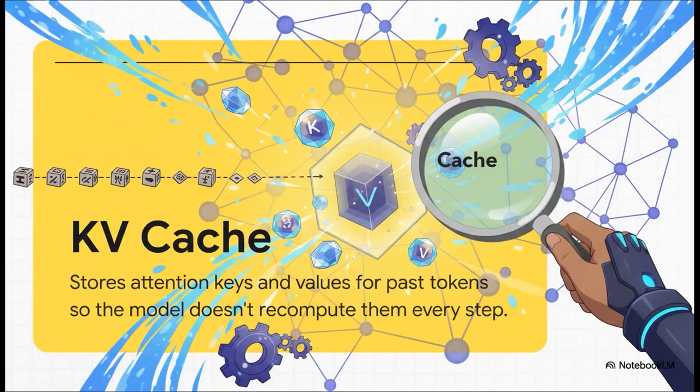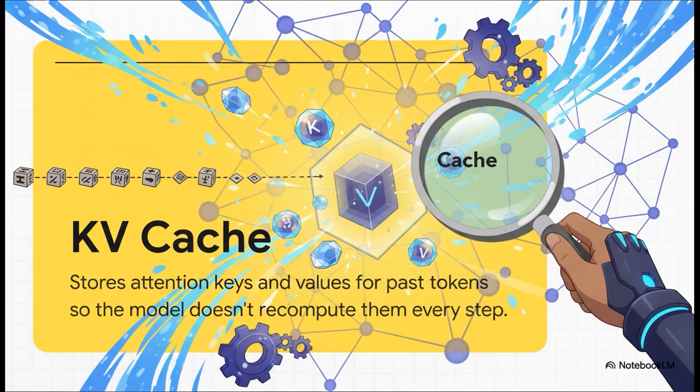Let's double-click on that KV cache, because this thing is absolutely critical for performance. The attention mechanism in a transformer means that to generate a new token, the model needs to look back at all the previous tokens. The KV cache is a really clever optimization that stores the results of that looking back, the keys and values, for all the past tokens.